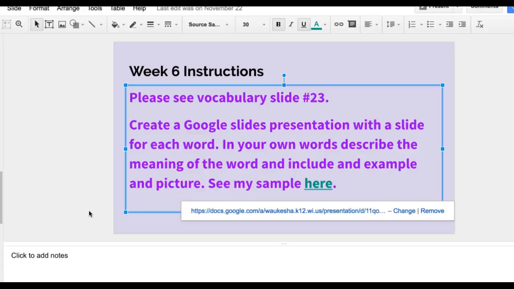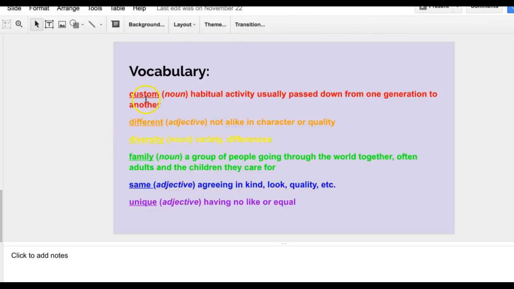All right, second graders, this is week 6, your last week of this current unit that you have been on, and we're going to do a focus on vocabulary. So in the next screen or slide here, you'll see the different vocabulary: custom, different, diversity, family, same, and unique.